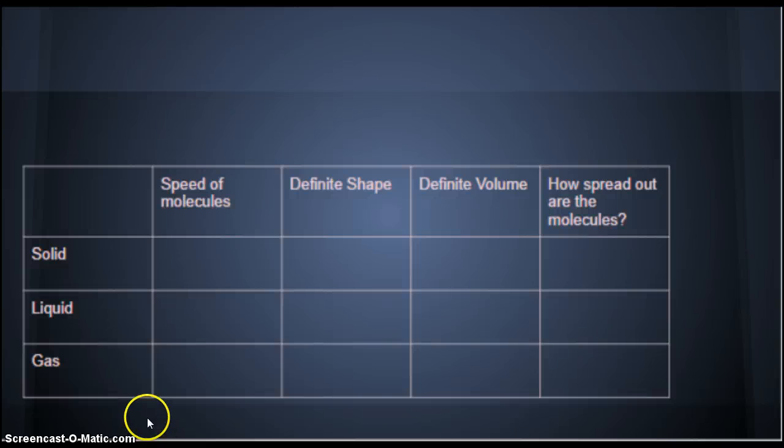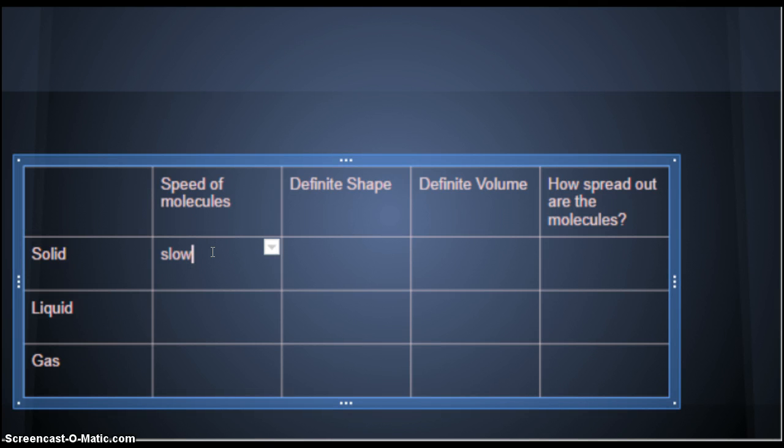All right, so let's look at this information. Let's talk about the speed of the molecules in a solid, liquid, and gas. So the speed of solids, slow. The speed of gas molecules, fast. And liquids are just kind of in the middle of everything, so medium. Let's talk about how spread out the molecules are next. So solid molecules are what? They are very close. Gas molecules are far apart, and liquid molecules are medium.